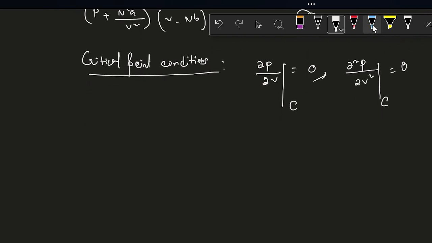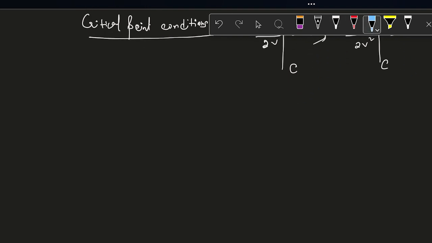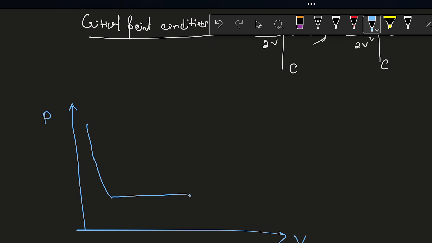Now here comes the explanation of why we have to use this kind of condition. This is a mathematical formulation, but what is the physical meaning behind it? First of all, you know what the P versus V diagram for an ideal gas looks like. You can search the internet for a much better diagram, but I'll roughly draw it by hand here. The diagram goes somewhat like this.